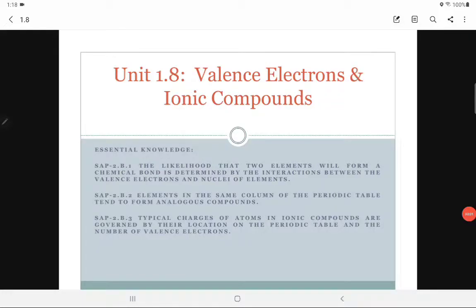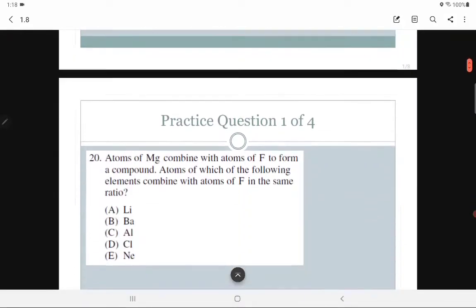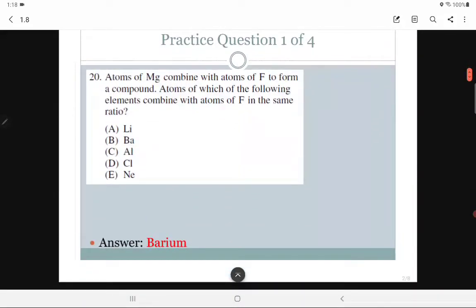Okay, today we're going to practice. We're going to work on the things we've been talking about the last couple units here, sections. And we got 4 practice questions. Okay, so atoms of magnesium.